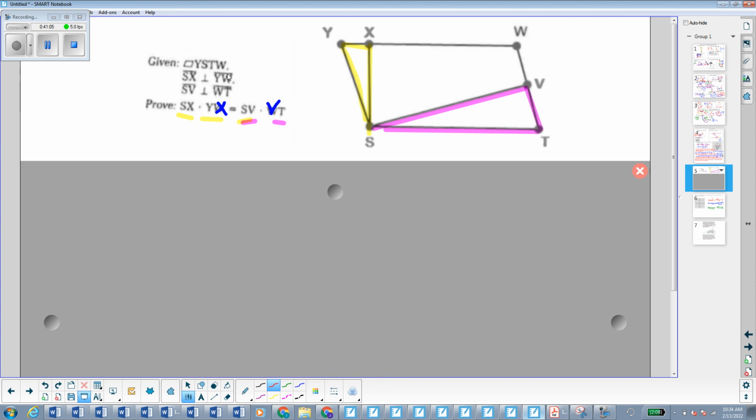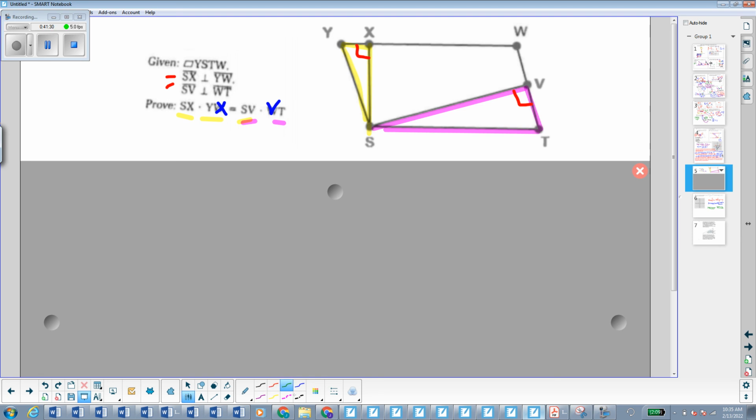So from our givens, we know that YSTW is a parallelogram, and we have perpendicular lines. So let's start with the perpendicular lines. We know that perpendicular lines form right angles. So SX and YW make a right angle here. SV and WT make a right angle over here. So we already have one pair of congruent angles, the right angles.